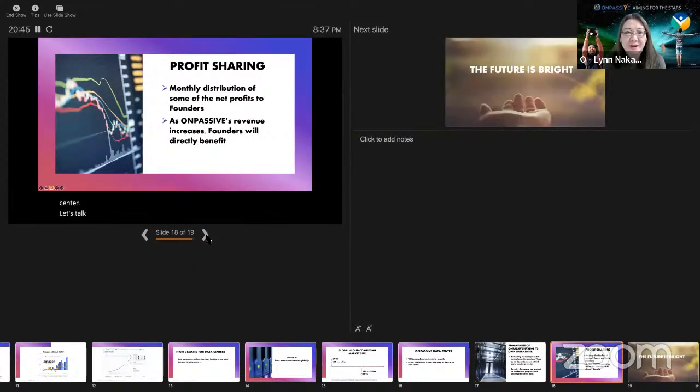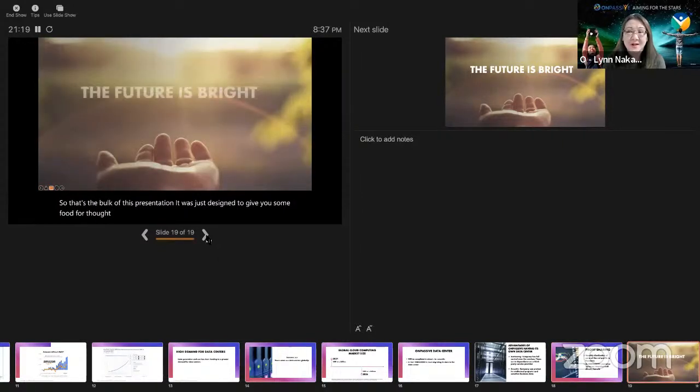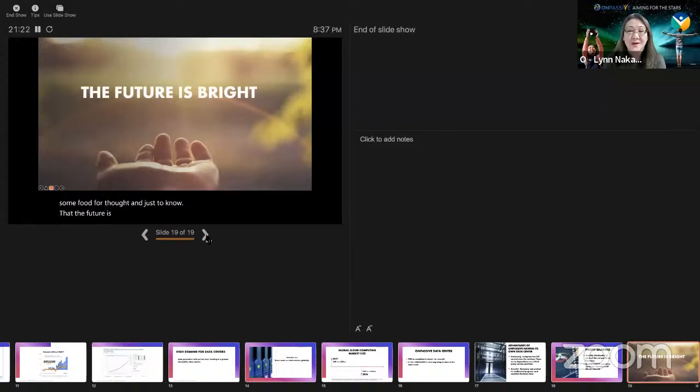Let's talk about profit sharing. OnPassive offers founders the opportunity to share in the profits of the company. There's a monthly distribution of some of the net profits that goes to founders. And as OnPassive revenue increases over time, founders will directly benefit by getting more and more of this profit sharing money. So that's the bulk of this presentation. It was just designed to give you some food for thought and just to know that the future is very bright as long as you're in OnPassive. Thank you.